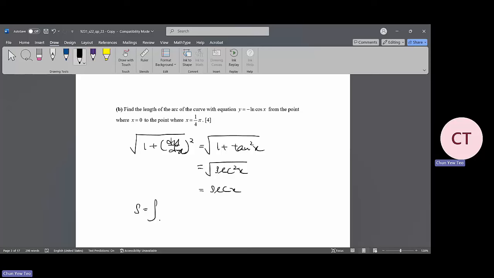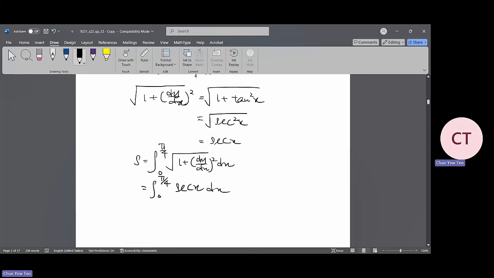The arc length formula will be the integral from 0 to π over 4 of the square root of 1 plus (dy/dx) squared dx. That will be the same as the integral of secant x dx. To integrate secant x dx, you can just get it from the formula booklet MF19. Just go to the formula booklet MF19 and search for the formula. You can see that the answer is ln modulus of secant x plus tangent x.